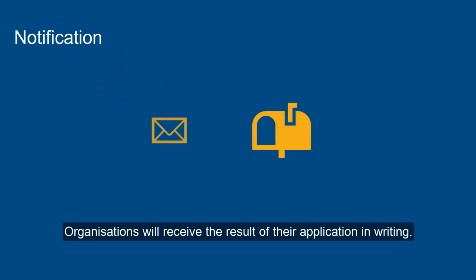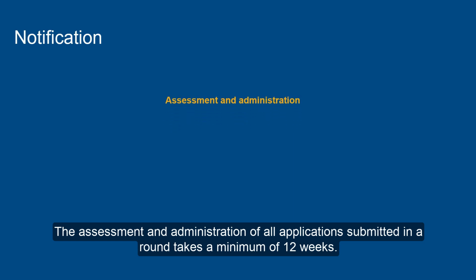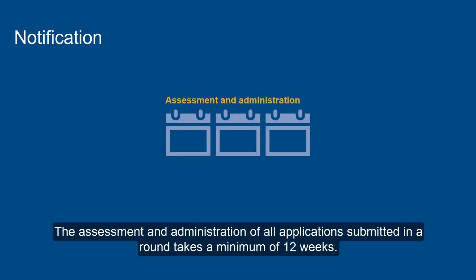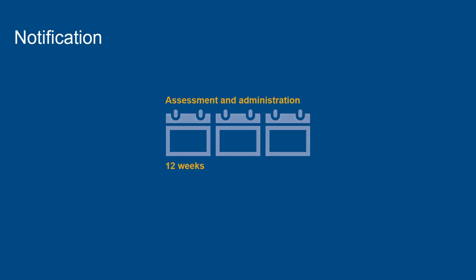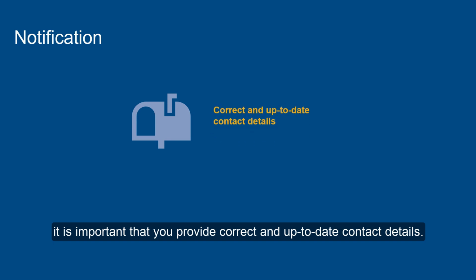Organisations will receive the result of their application in writing. A notification letter will be sent by post to the President or Chair of the organisation. The assessment and administration of all applications submitted in a round takes a minimum of 12 weeks. To ensure all vital communications are received by your organisation, it is important that you provide correct and up-to-date contact details.